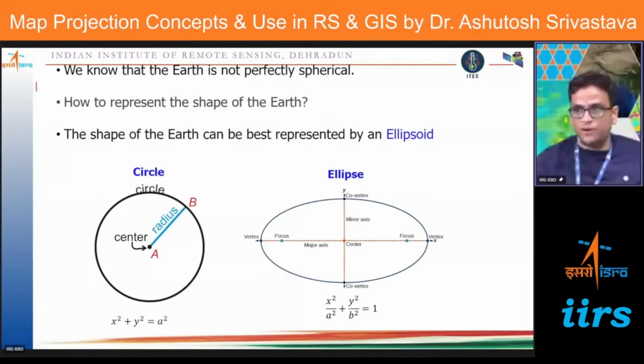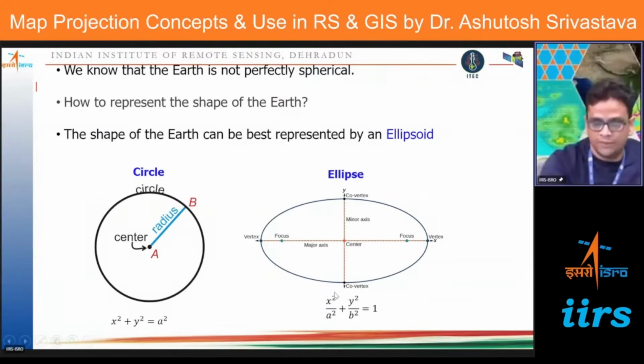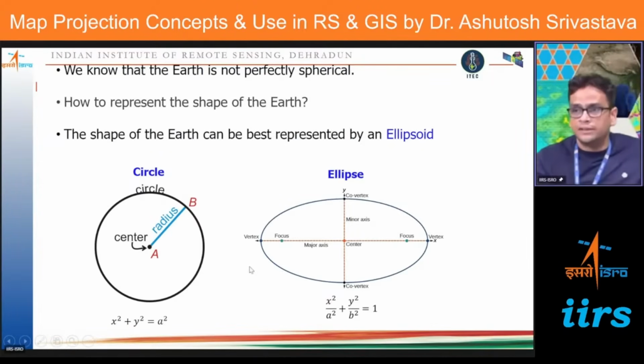An ellipse can be of different sizes, but in our case the eccentricity is very small. So write down, you can see the equation of a circle: x square plus y square equals a square. x square upon a square plus y square upon b square equals 1 will be an ellipse. Here a is the semi-major axis and b is the semi-minor axis. So if a equals b, then what will happen? x square plus y square equals a square. The minor axis will be equal to the major axis. It will be nothing but the circle equation. Okay.